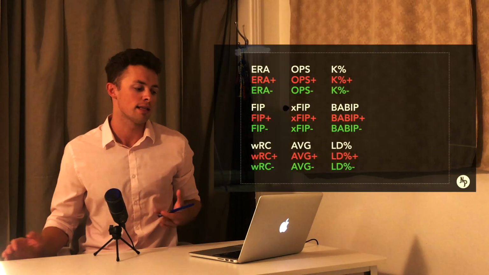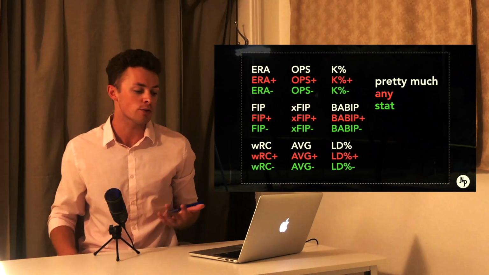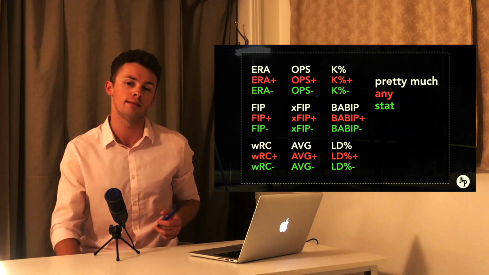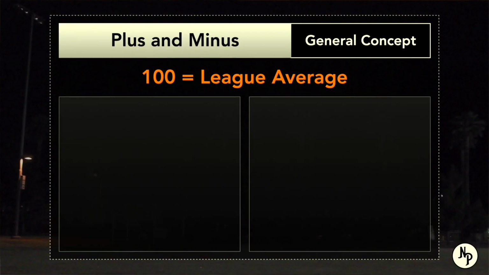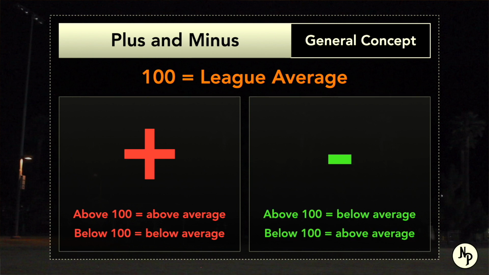You will see these stats like ERA plus, ERA minus, FIP plus, OPS plus. These extra signs at the end are designed to make things simple. Here's what they mean. All of them compare to a fair and adjusted league average. With a plus, anything above 100 is above average. With a minus, it's the inverse, so below 100 is good.